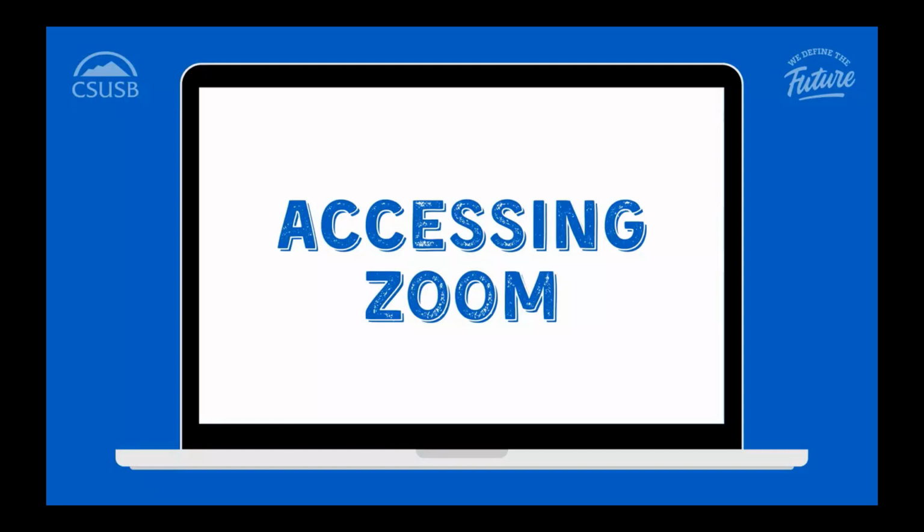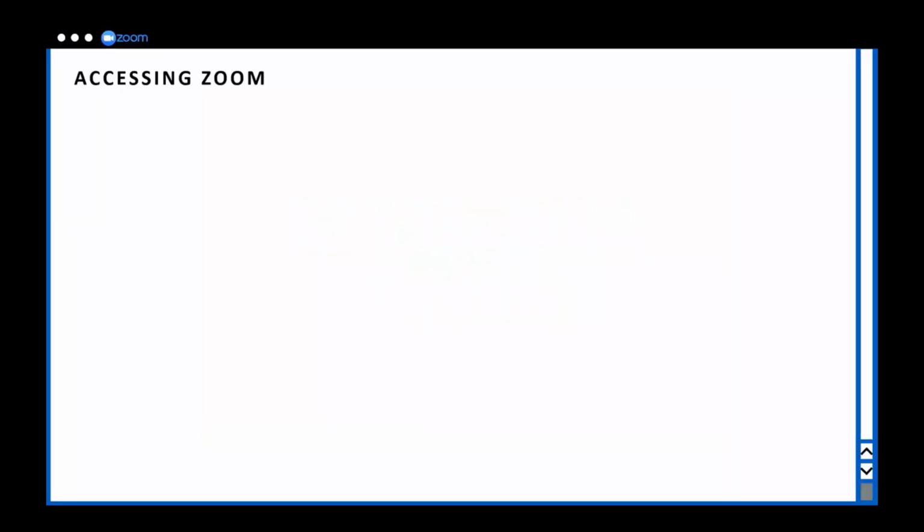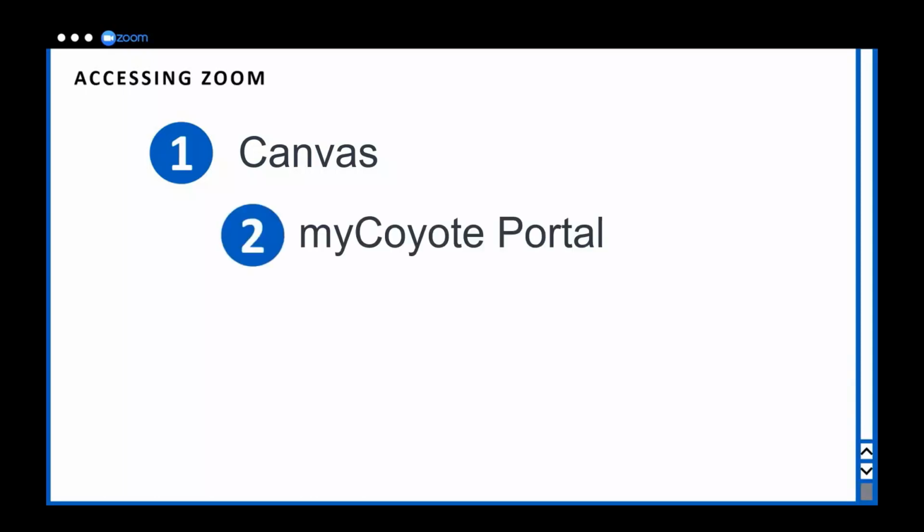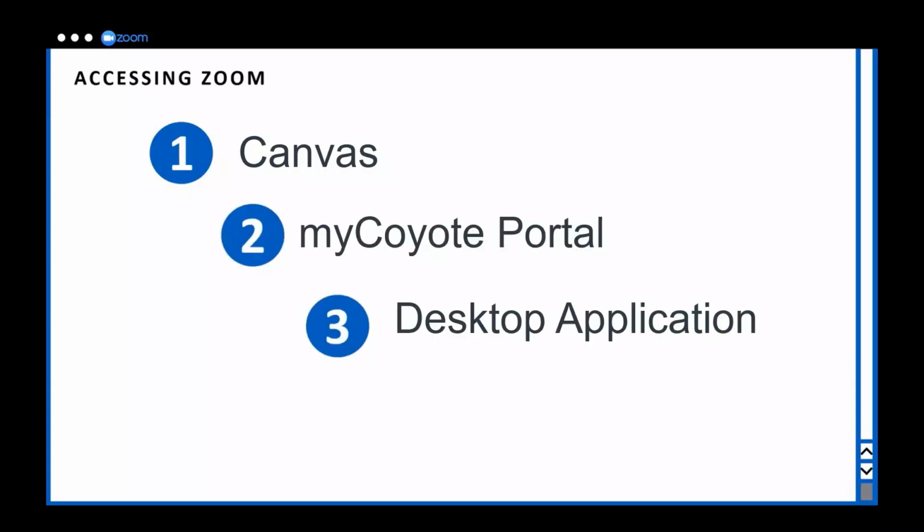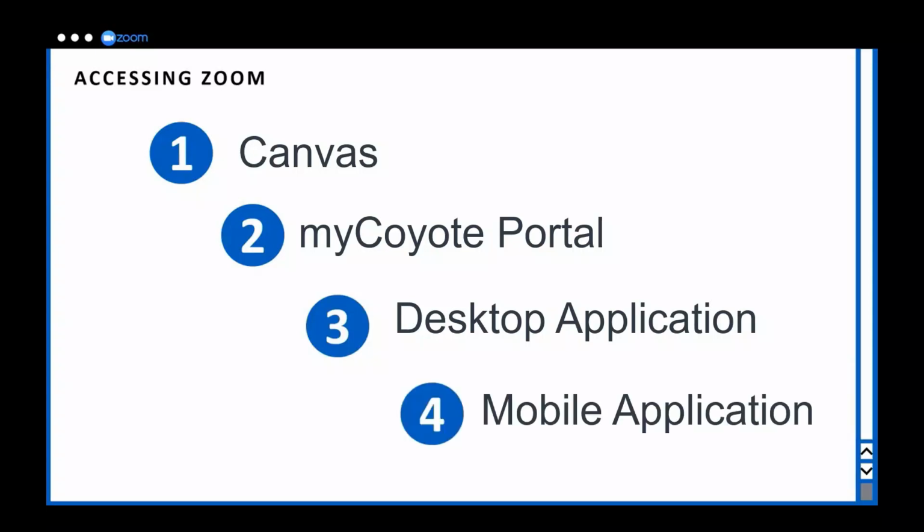Accessing Zoom. There are a number of ways in which a student can access Zoom. First, through Canvas. Second, through your MyCoyote portal. Third, by downloading the desktop application. And fourth, via mobile device.